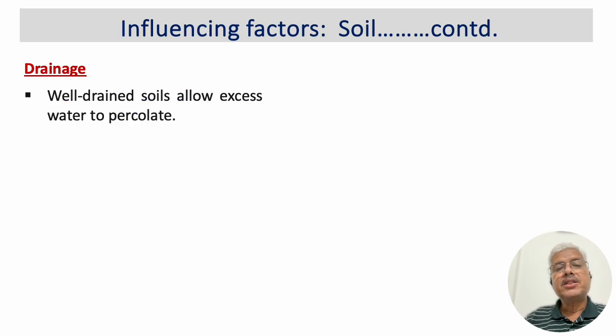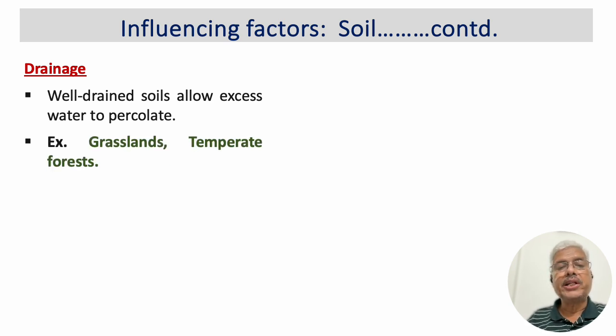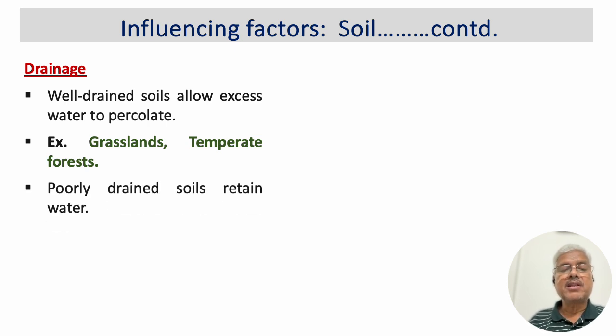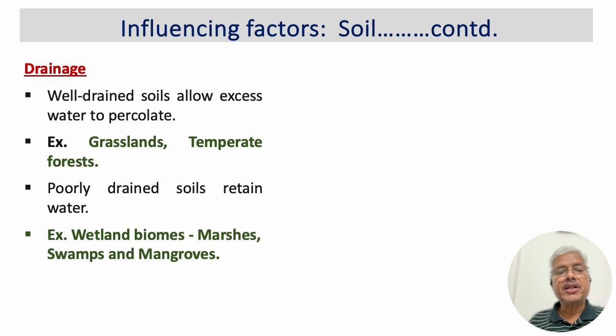So drainage is another factor. The well-drained soils allow excess water to percolate, which is suitable for many plants. These soils are often found in grasslands like savannas and some temperate forests. Poorly drained soils retain water, creating conditions suitable for wetland biomes like marshes, swamps, and mangroves.